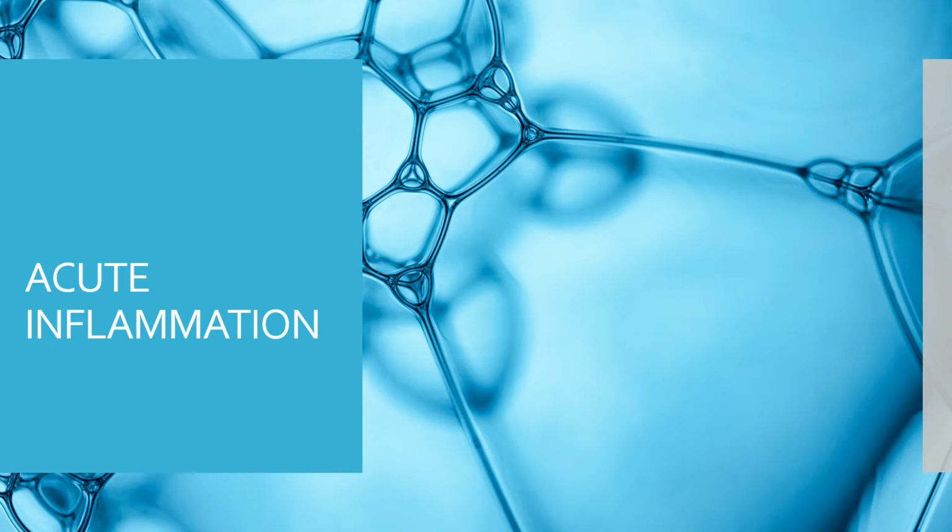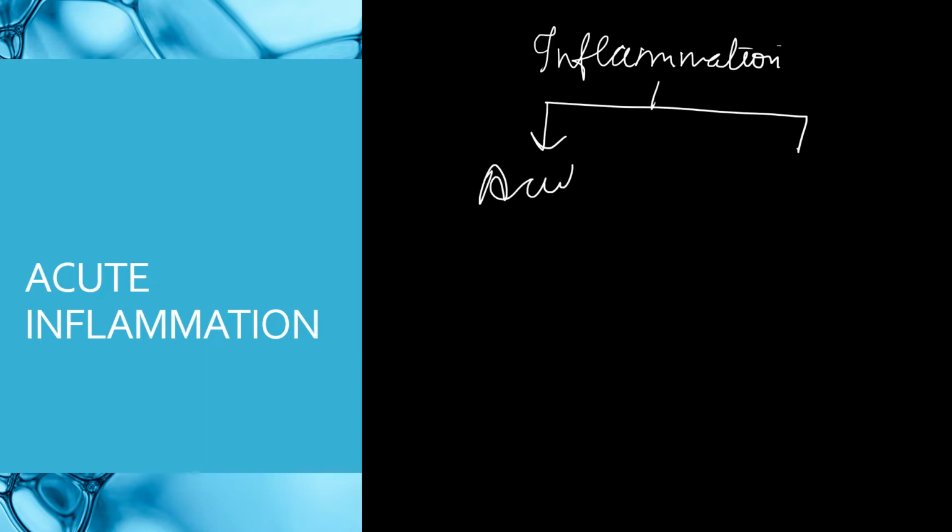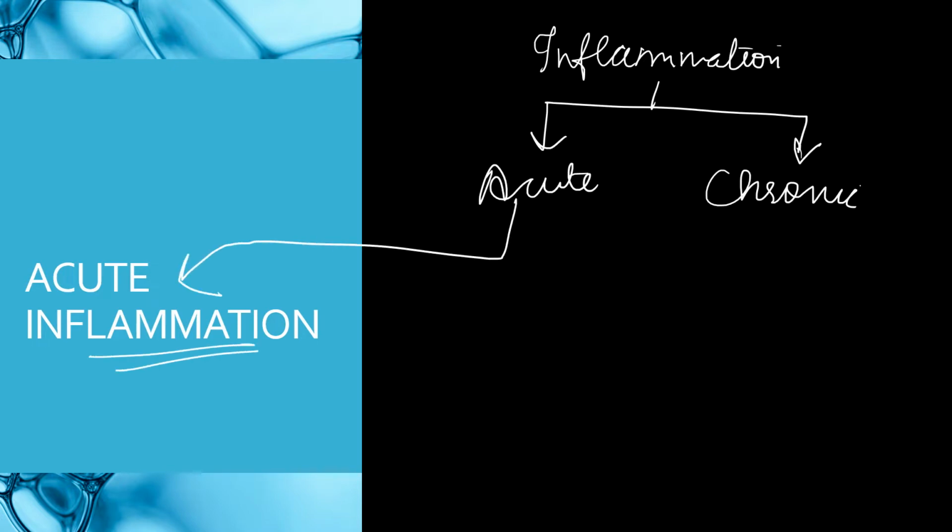Acute inflammation. As we have studied in an earlier video, what the types of inflammation were, what its etiologies were, and why inflammation occurs. So here we are going to study one of the types of inflammation. As we know, inflammation is of two types. One is acute and the other is chronic inflammation. So in this video we are going to study acute inflammation.